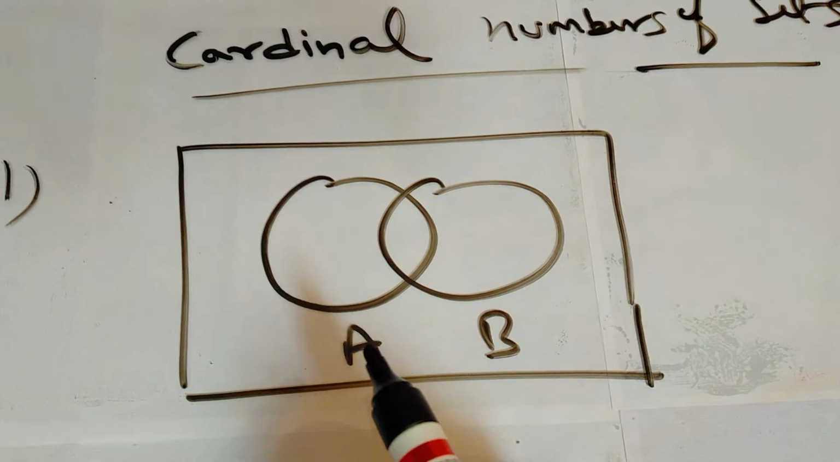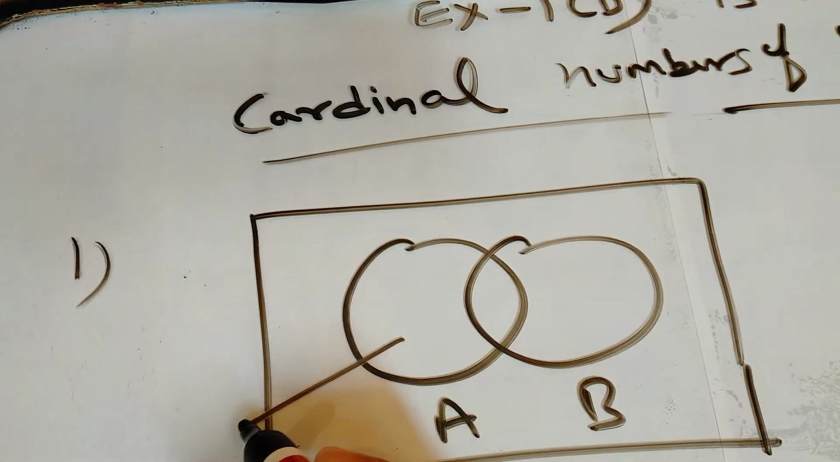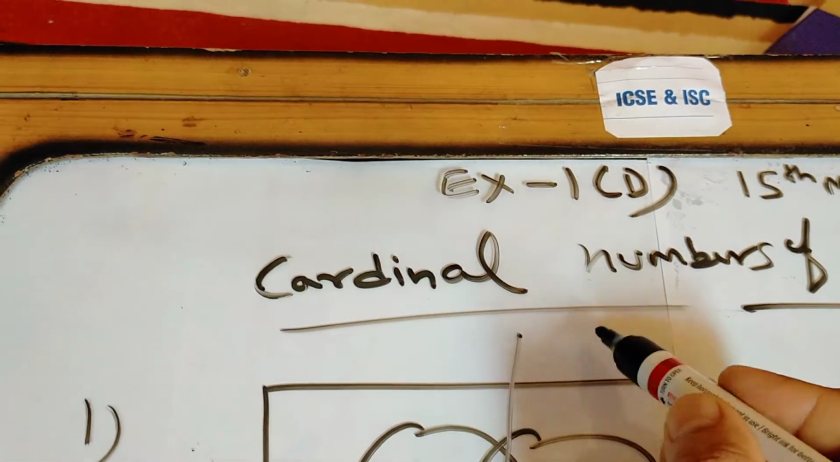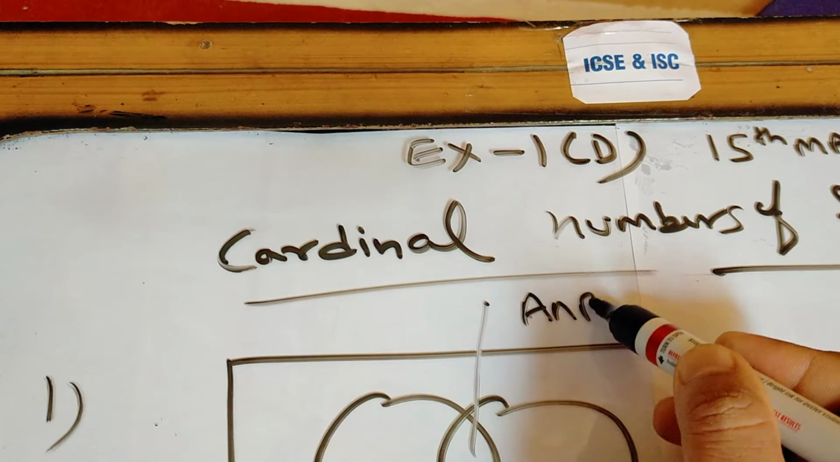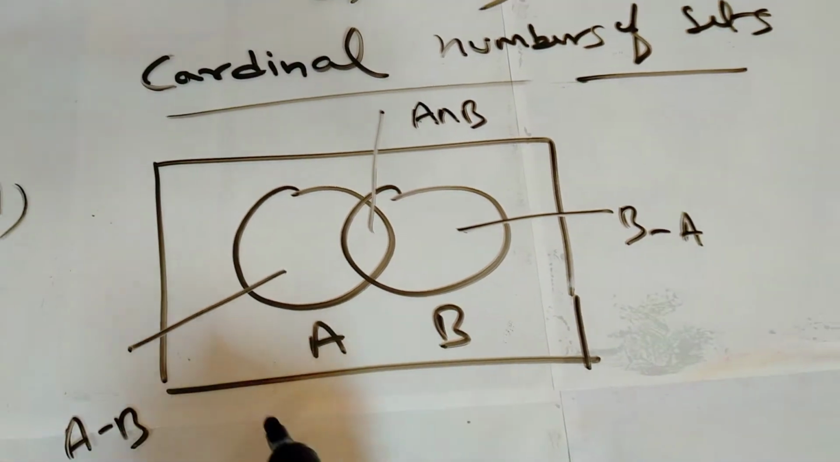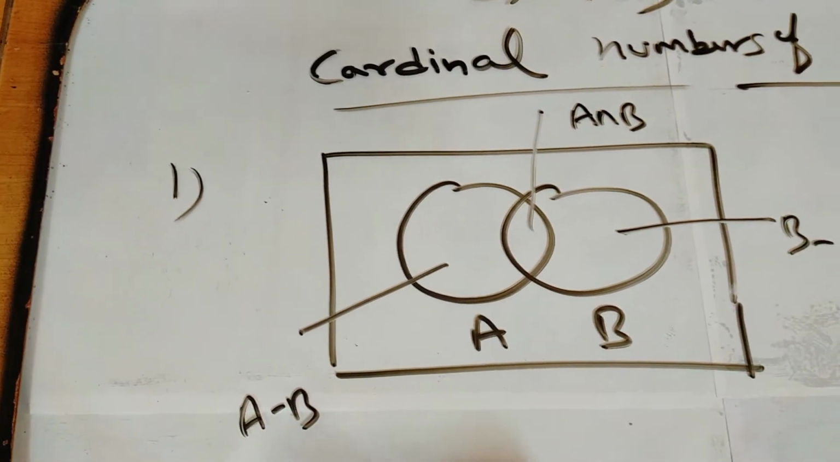So you see, the two sets are here, A and B. This portion is A minus B. This portion is A intersection B, and this portion is B minus A. And the complete portion is n(A union B). So here is one rule you know.